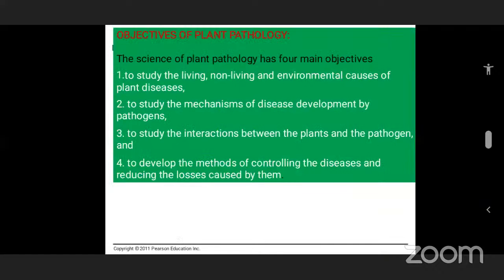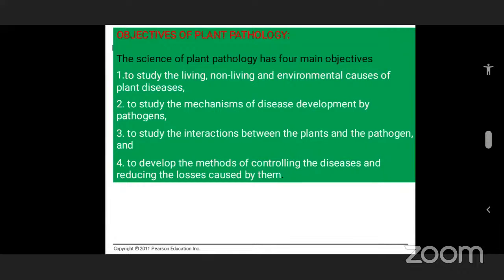Next one. What are the main objectives of plant pathology? Generally, there are 4 objectives related to plant pathology. First of all, we have to study the living, non-living, and also environmental causes of the plant diseases. So we already told that. Plant pathology is nothing but the study of plant diseases.